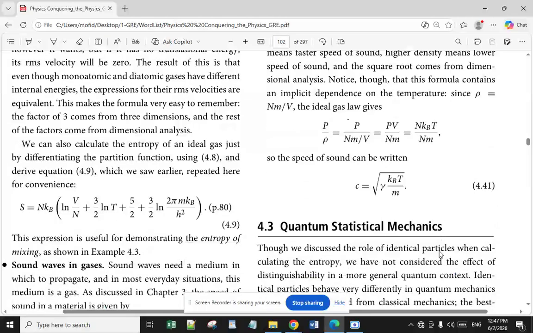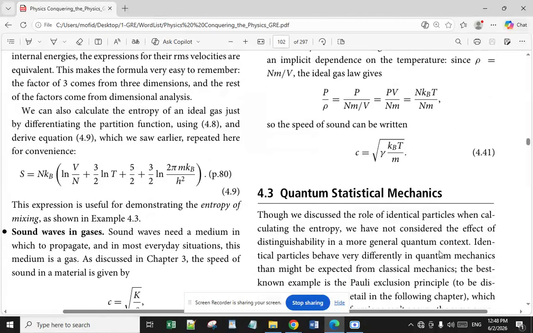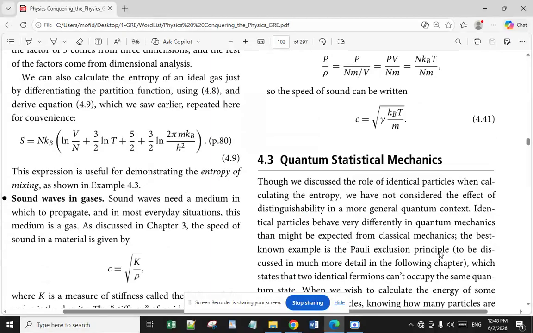We can also calculate the entropy of an ideal gas just by differentiating the partition function, using equation 4.8 and deriving equation 4.9, which we repeat here for convenience, S equal to N k_B multiplied by ln V divided by N plus 3 divided by 2 ln T plus 5 divided by 2 plus 3 divided by 2 ln of 2 pi m k_B divided by h squared. This expression is useful for demonstrating the entropy of mixing as shown in example 4.3.